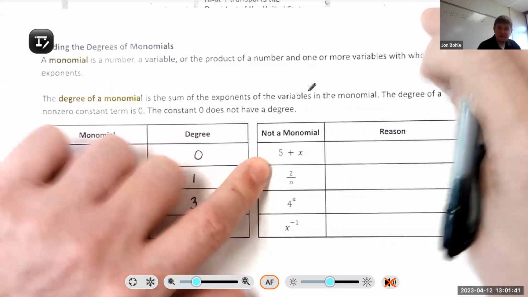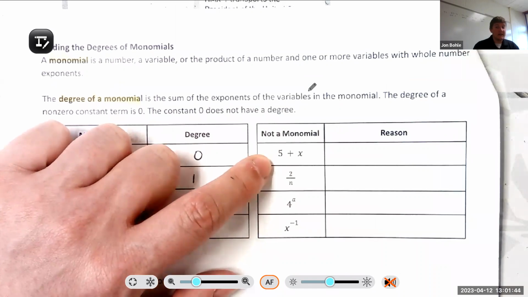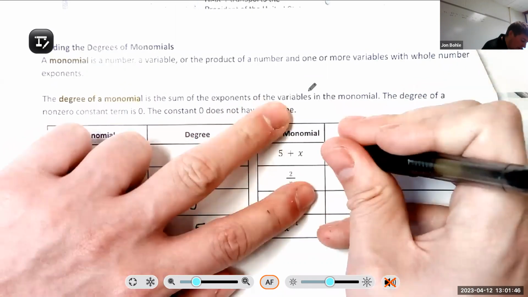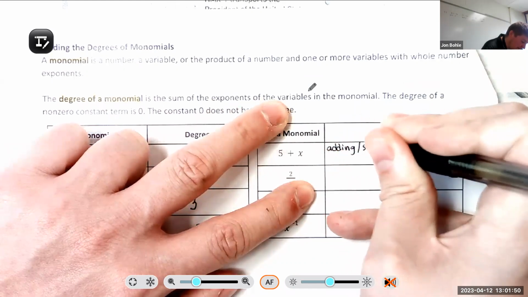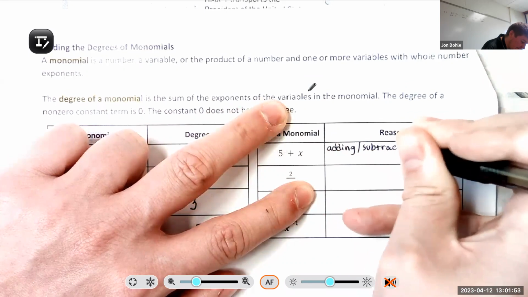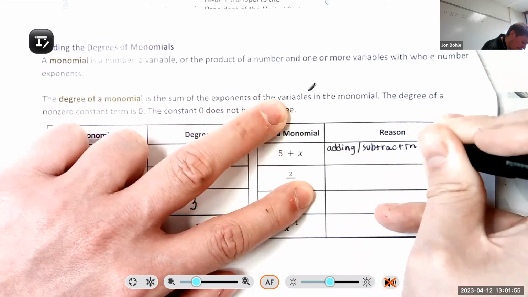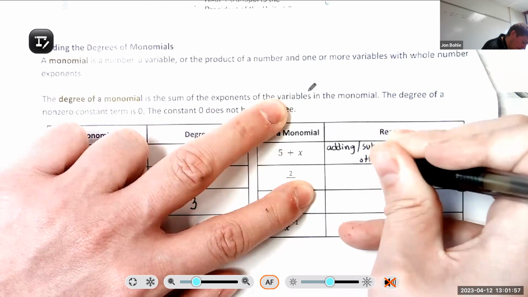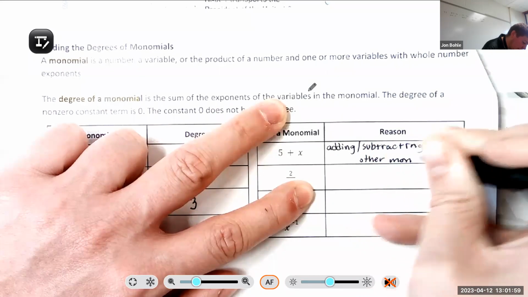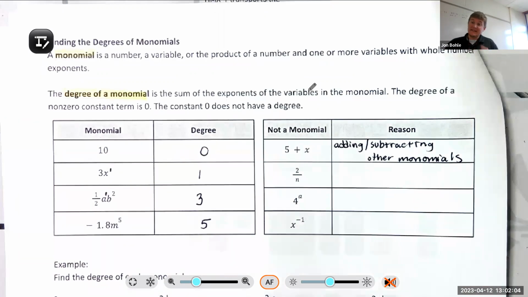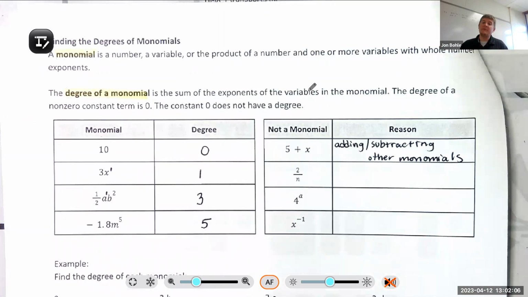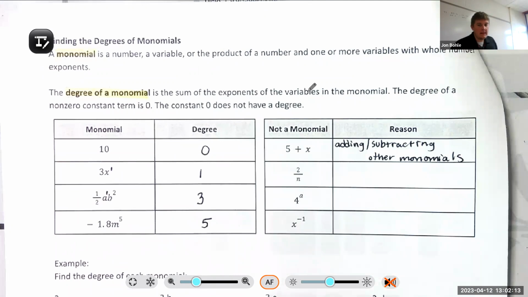Okay, so if we look at this first one, 5 plus x is not a monomial because we are adding and/or subtracting monomials. So if you're adding or subtracting monomials, it's not going to be a monomial at that point. It will then become a polynomial, which we will discuss in great length on the next page.